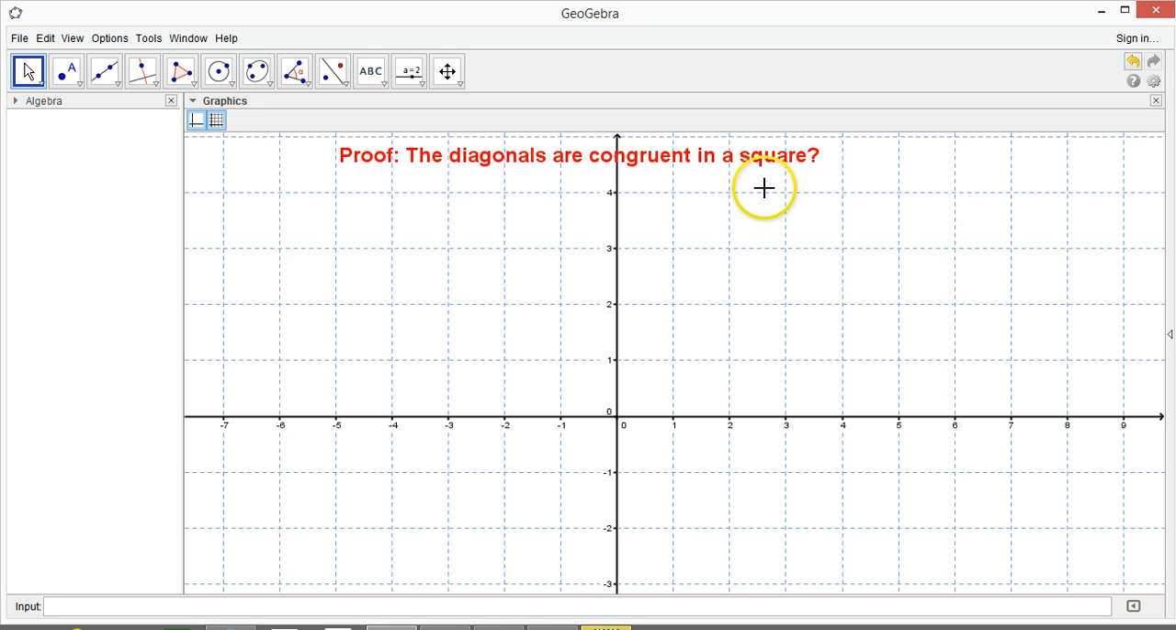So the diagonals, if we have a square, are the lines that go through the square, right, from point to point, making an X. We want to prove that they're congruent in a square. So here are some thought processes I want you to think about.